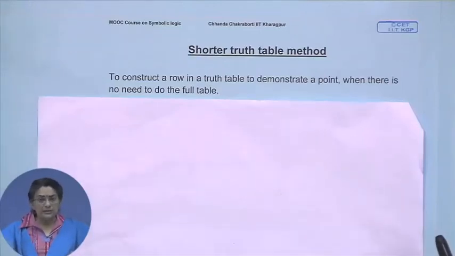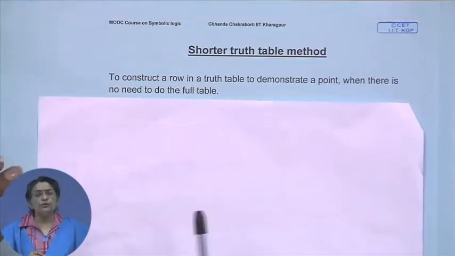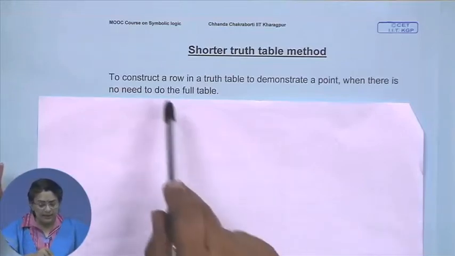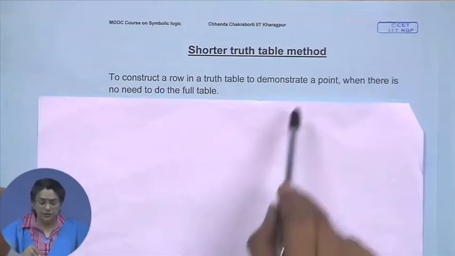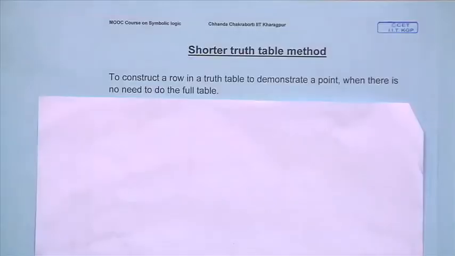When do we do this? Construct just one row? Obviously, when there is no need to have a full truth table in front. That is, this row in itself should be sufficient to demonstrate the point that you want to make. So, it depends very much on the problem at hand. What is it that you are trying to establish? And if the nature of that objective is such that by constructing one row, remember one row means one possibility or one situation, showing that one possibility or one situation demonstrates your point, then the shorter truth table is the method to follow instead of the whole complete truth table.